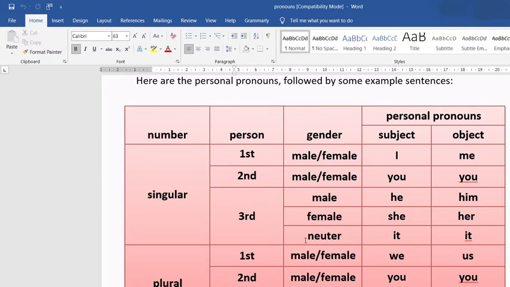In case of female, it is she which is acting as a subject, and her, that is used in case of if we were using that pronoun as an object. In case of neuter thing, in both places, subject and object, we use it.